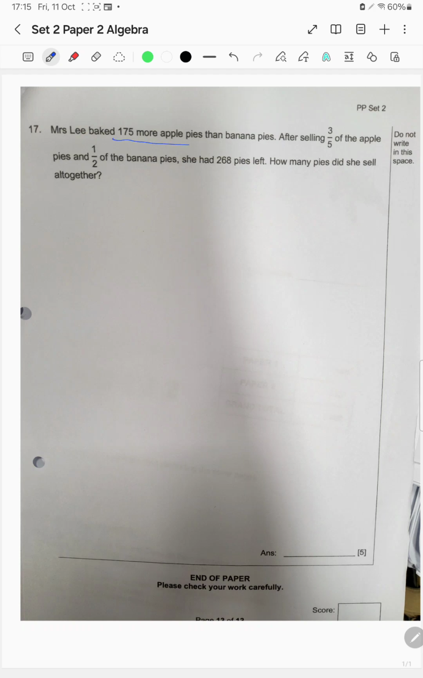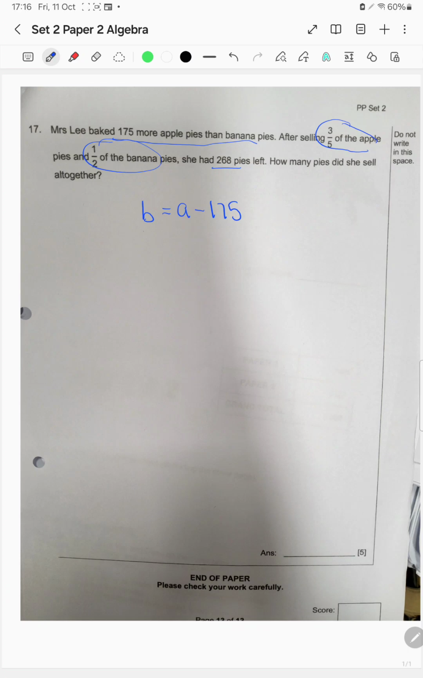So there are 175 more apple pies than bananas. After selling 3/5 of the apple pies and half of the banana pies, she had 268 pies left. How many pies did she sell altogether? Remember in class, I was saying that if you put banana pies to be equated to apple pies, banana pies is actually equal to apple pies minus 175. You agree with me, right? Because you have more apple pies, when you take away 175 from the apple pies, you get banana pies. So that's why B equals A minus 175, okay?